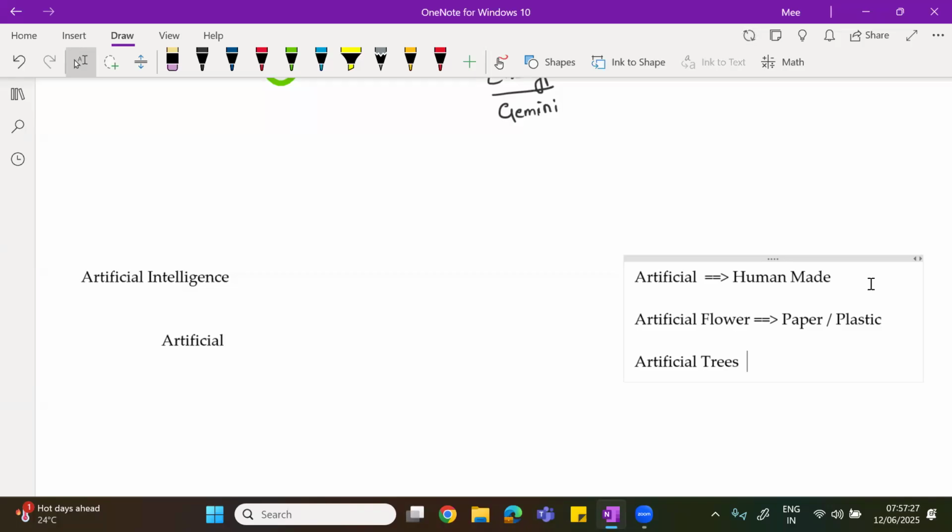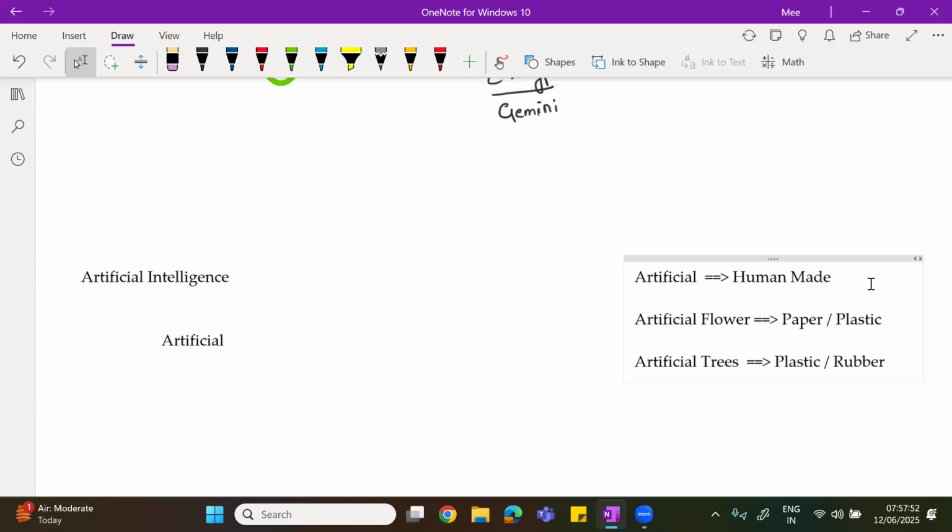But actually there is a natural version of trees which gives us oxygen, spreads greenery, and brings rainfall. All these things are there. The artificial versions are made of plastic, rubber, or anything like this. And we can make an artificial tree with wood also.